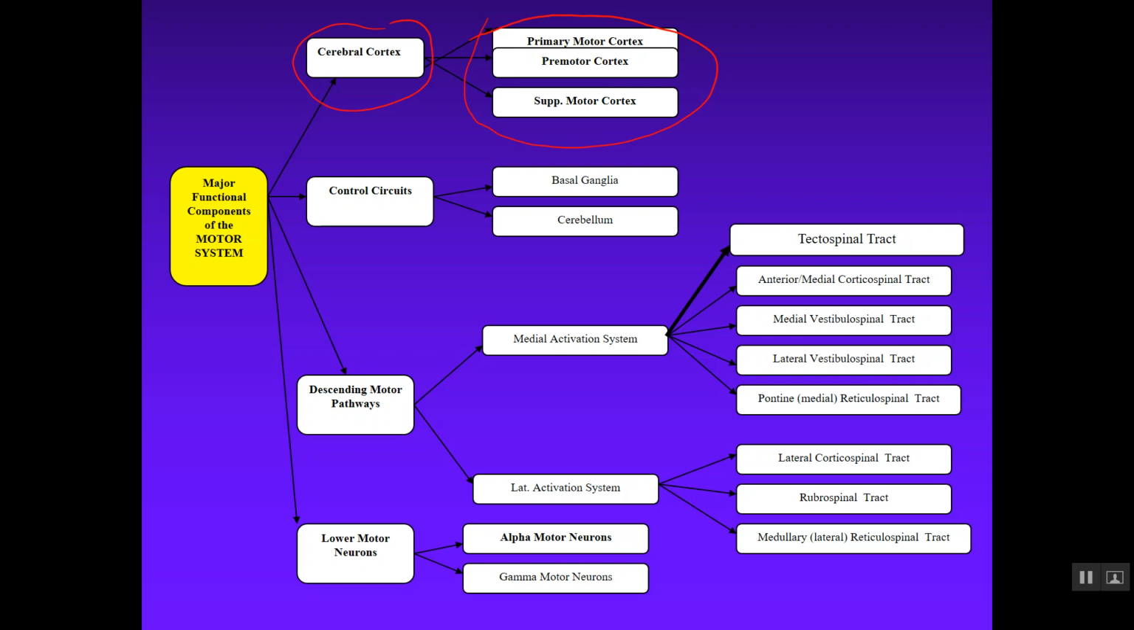We have what your book refers to as the control circuits. The basal ganglia and the cerebellum are very important for influencing motor output overall. The cerebellum is very important for the coordination and error correction ongoing with motor output, okay? We'll get to that in our Tuesday lecture on cerebellum and basal ganglia. The basal ganglia plays a role in modulating the excitability and amplitude of movement that actually occurs.